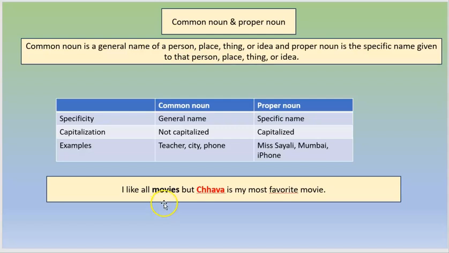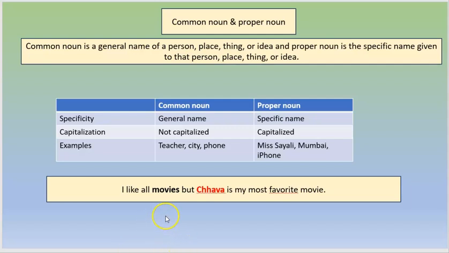It means that a common noun is the noun for a category, while a proper noun is the specific noun in that category. A common noun indicates a broader category, while the proper noun narrows it down to the specific thing. When we write movie, there is no need to capitalize the first letter. However, when we write a specific movie name like Chava or Kalki, we need to capitalize its first letter always.